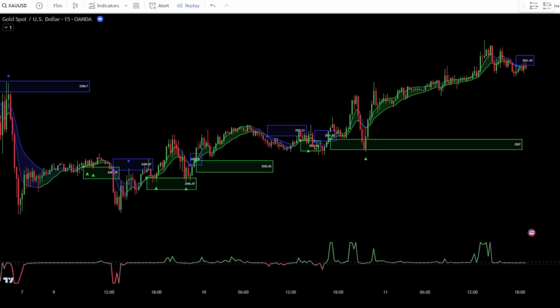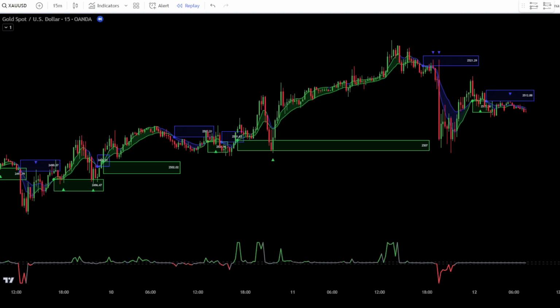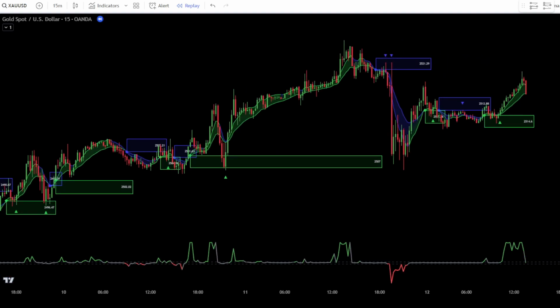Tired of inaccurate and confusing buy-sell indicators? This free Tradingview buy-sell indicator will give you an edge and transform the way you trade.